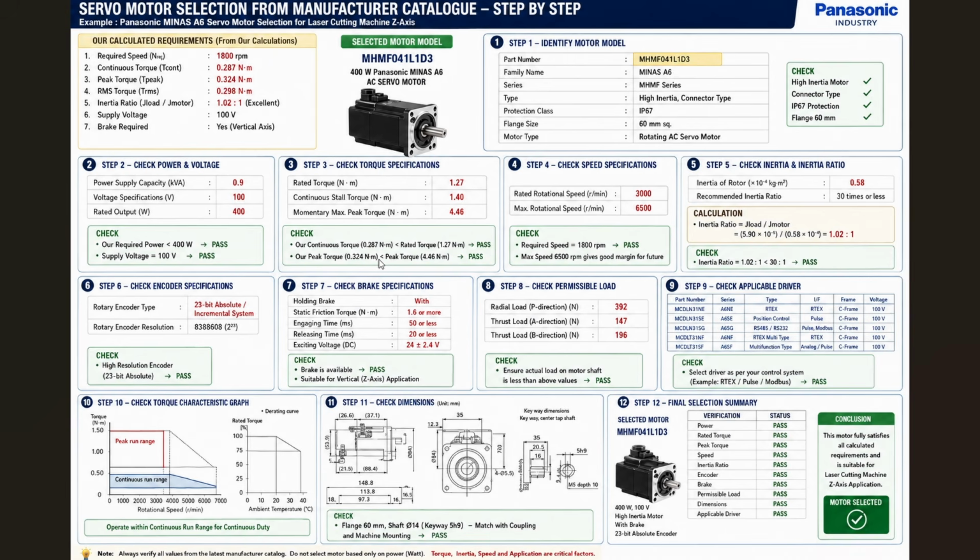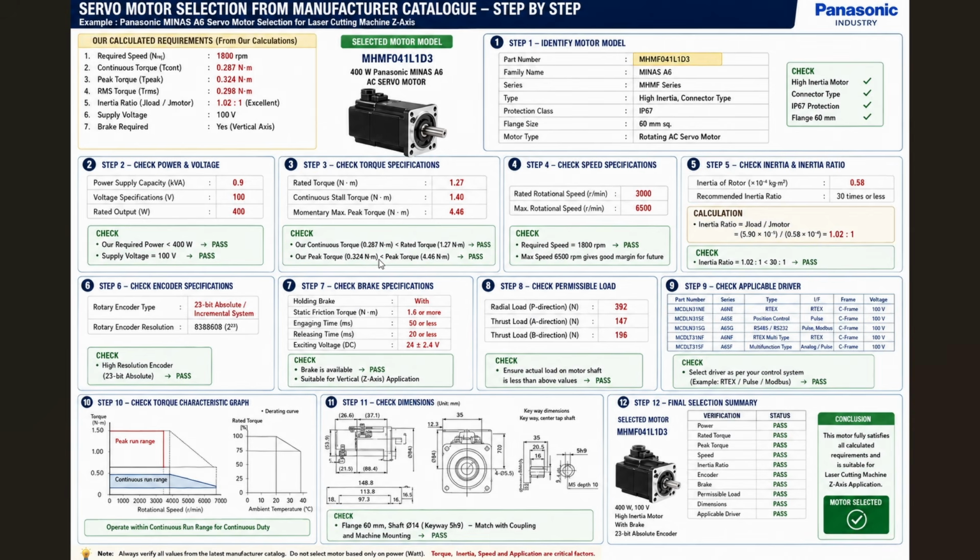Next step is check inertia and inertia ratio. Motor rotary inertia is, as per the catalog, 0.58 times 10 raised to minus 4 kg meter squared. Recommended inertia ratio is 30 times or less. Our calculated inertia ratio is 1.02 to 1, which is less than 30. So the motor satisfies our inertia and inertia ratio requirements.